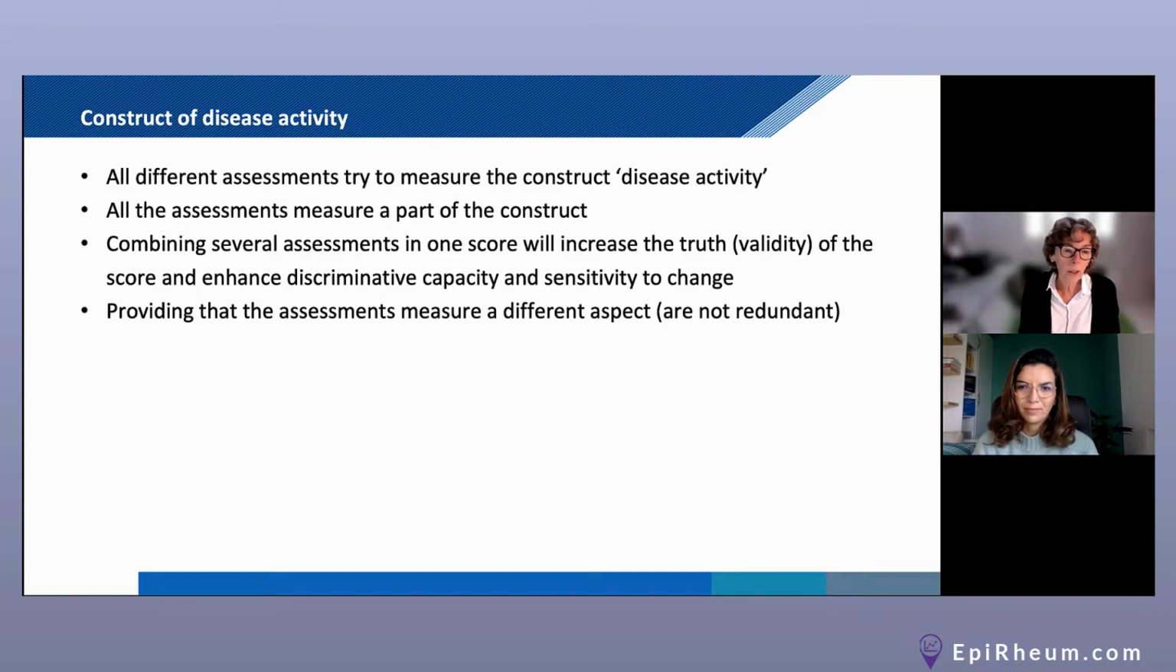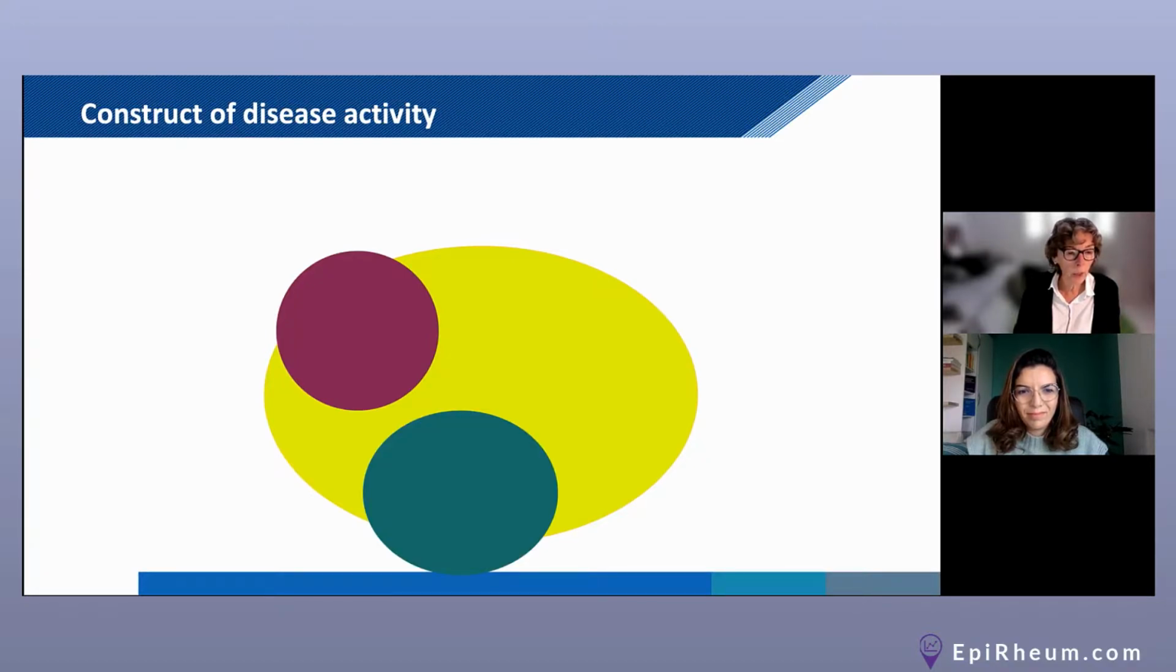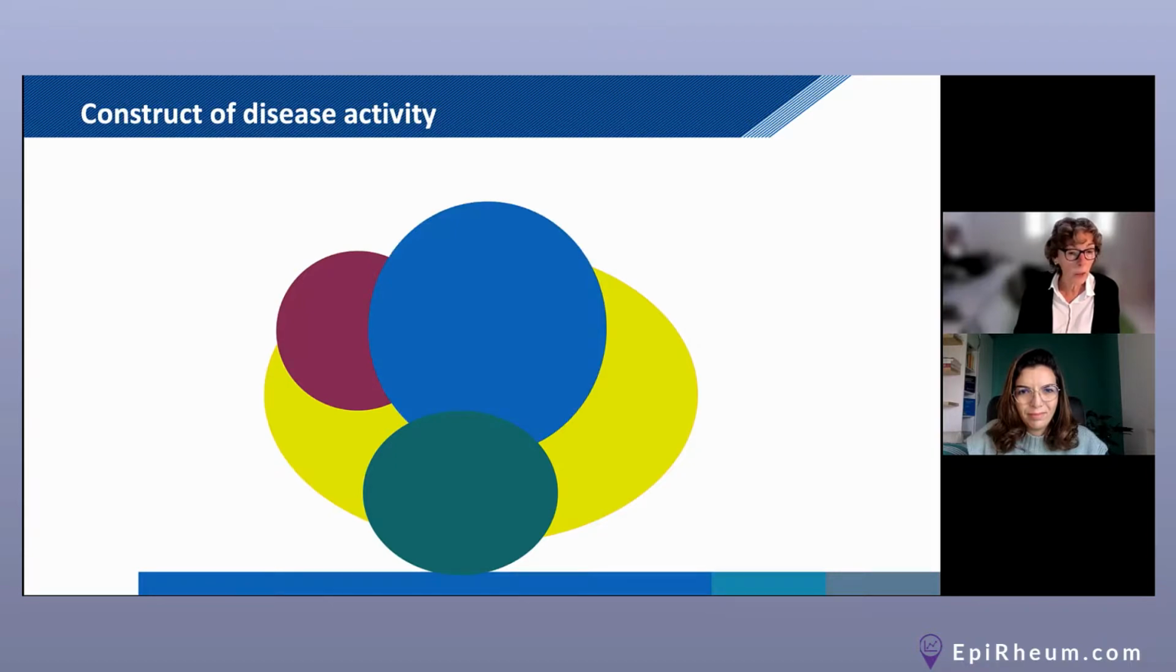But the prerequisite is that the assessments measure a different aspect of the construct of disease activity and are not redundant. I can show you this in an animation. So assume that this is disease activity. If you have a single assessment that's measuring a part of disease activity, the second one, a different part. So if you would add this information, you have more information about disease activity. Adding this one also helps, and also this one.